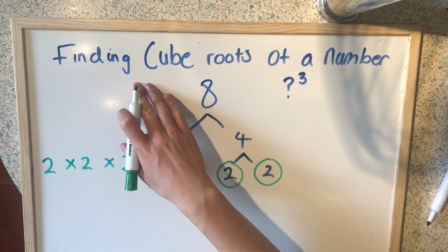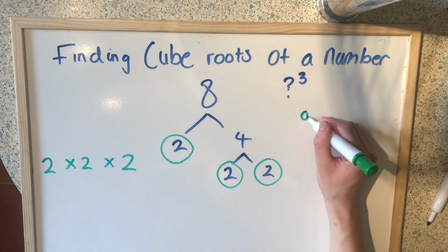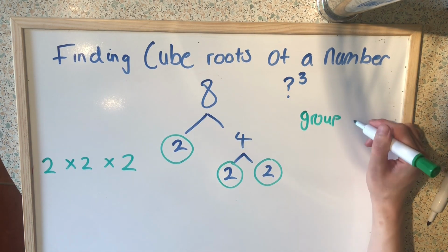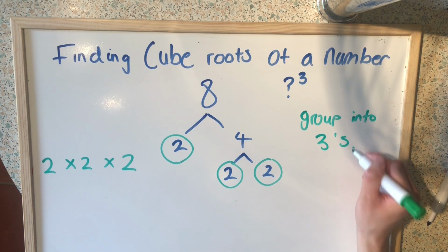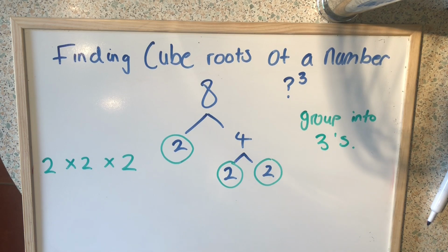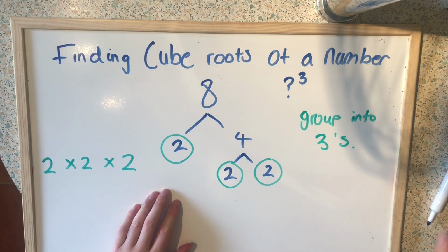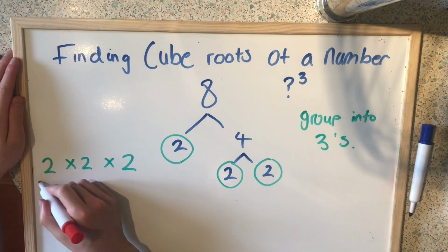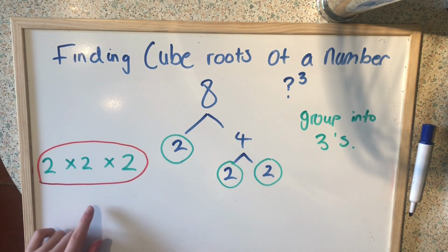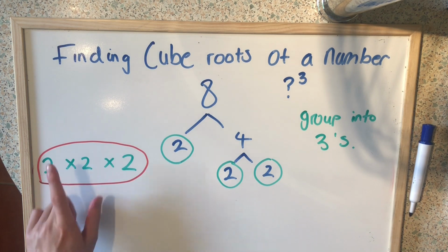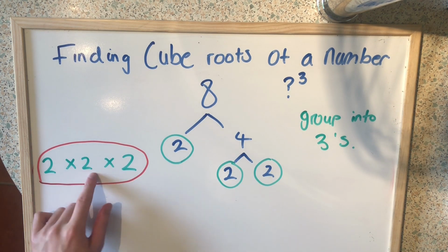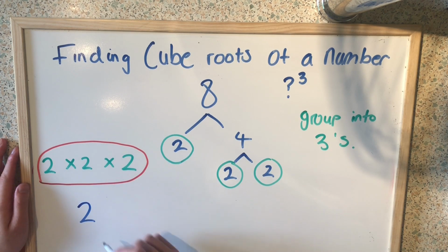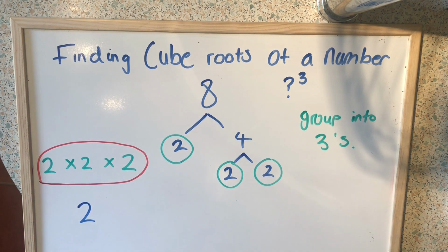And then as we've got cube roots, we're going to group these numbers. So group into groups of 3's. So because we've just got 3 numbers here, we only have one group. So this is just one group. And we just take one number from each group. We've just got one group, so we take one number from this group, and that is just 2. And we have nothing else. So 2 is just our answer.